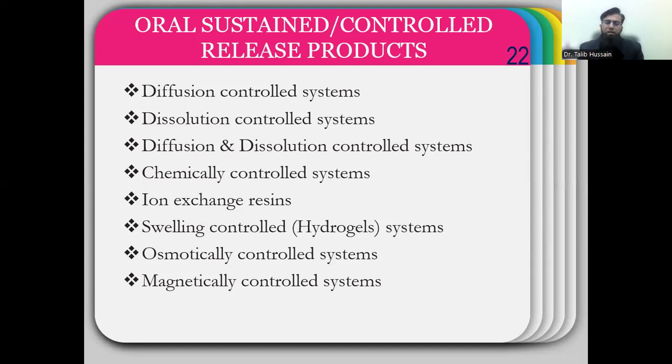There are also magnetically controlled systems, in which we generate a magnetic field. In that magnetic field, the drug is also synchronized with the cellular environment, which has a magnetic environment. So when a synchronized magnetic environment is developed, it can deliver a drug, or it can release the drug from the system.